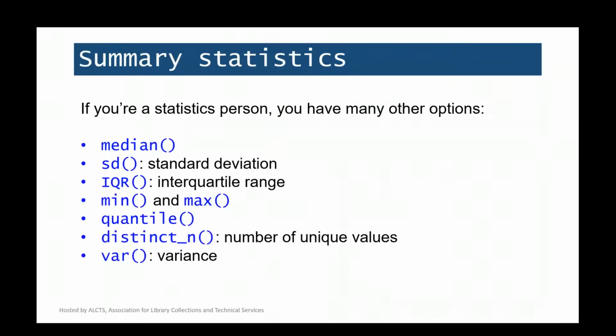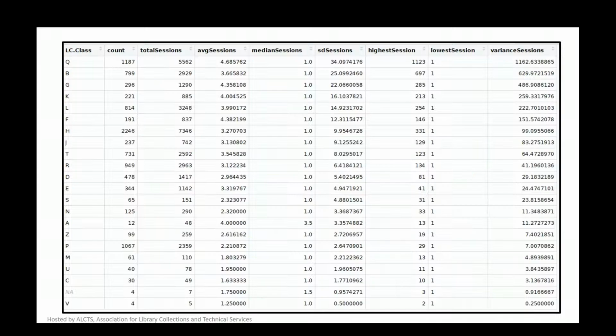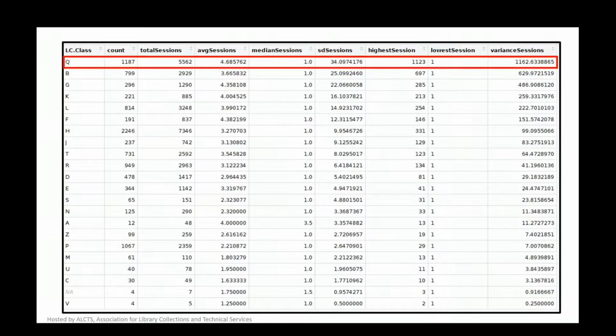Now, if you're a statistics person, you have many other options. R is a very robust statistical analysis software. So you can include median, minimum and maximum, standard deviation, variance. And that would look something like this, where we have ebooks grouped by LC class and then summarized by all of these different variables. And that gives us this data table here.